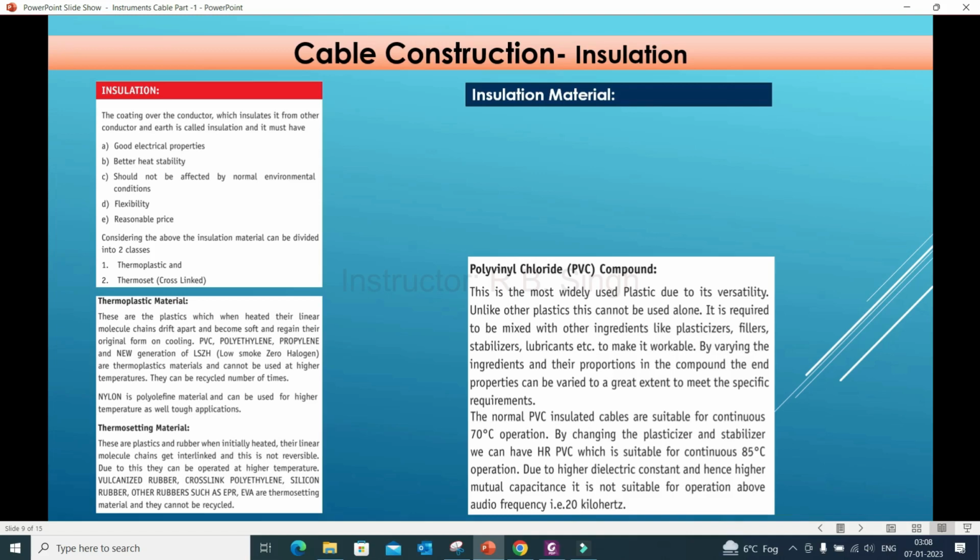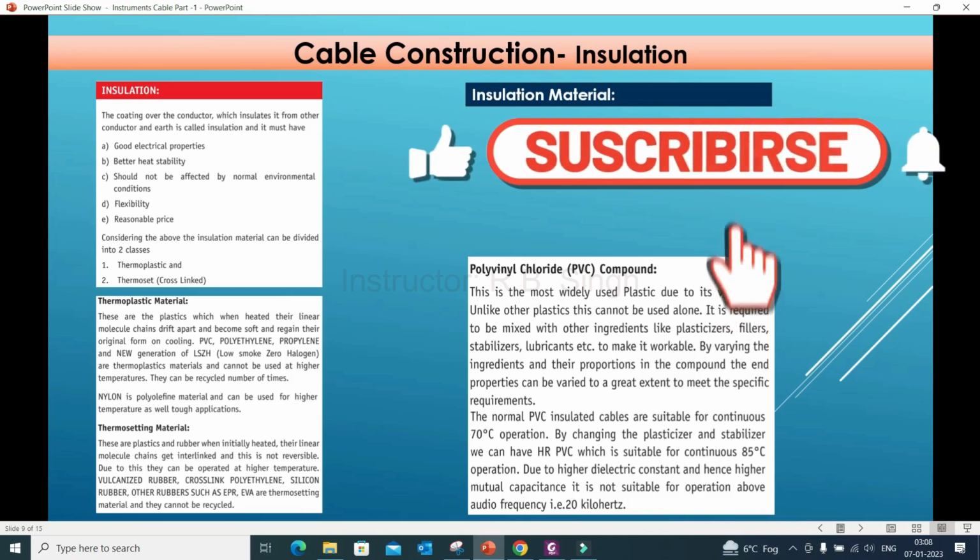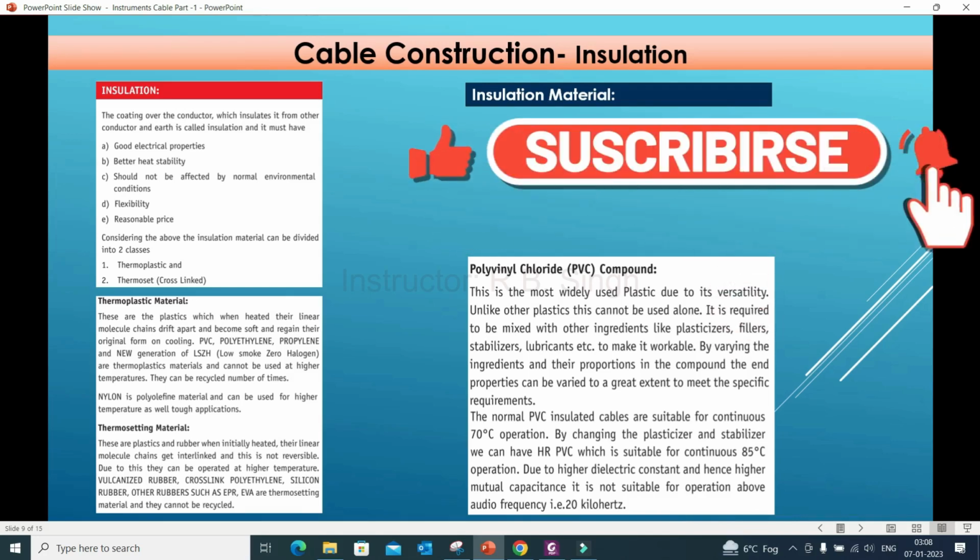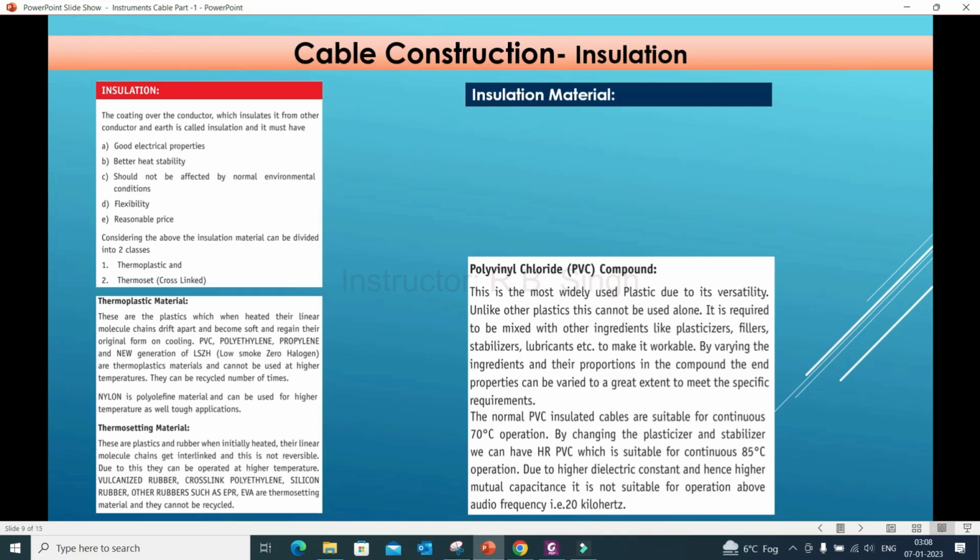What are thermosetting insulation materials? These are plastics and rubber. When initially heated, their linear molecule chains get interlinked, and this is not reversible. Due to this phenomenon, they can be operated at higher temperatures. Vulcanized rubber, cross-linked polyethylene, silicone rubber, and other types of rubber such as EPR and EVA are thermosetting materials, and they cannot be recycled.